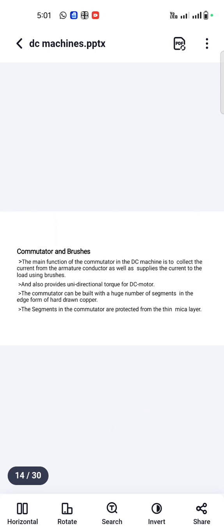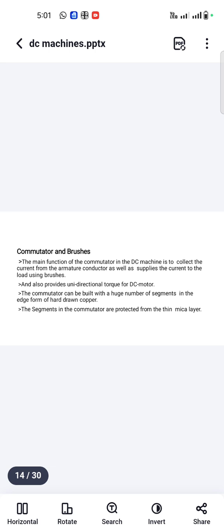Next, commutator and brushes. First we see what a commutator is. It's a mechanical device used in a DC machine. This commutator is used to convert AC into DC. How does it operate? The armature generates AC internally. We know what AC is: alternating current, isn't it? That alternating current is generated internally, but the commutator reverses the connection every half rotation and the output is DC current.